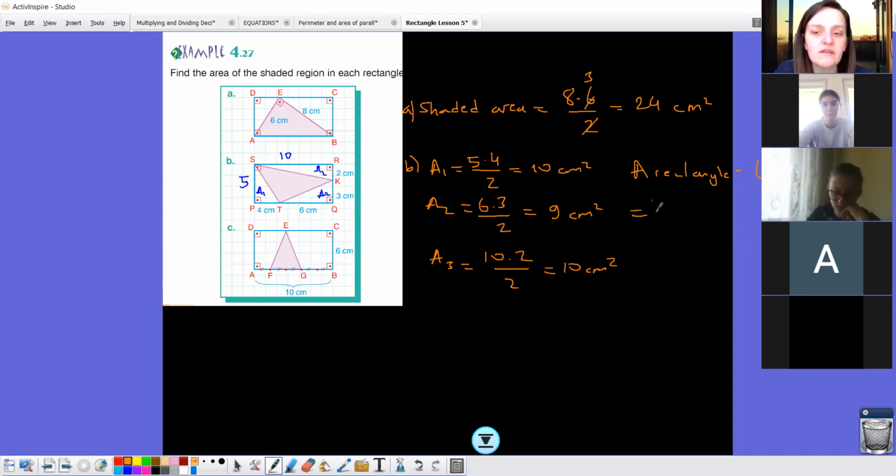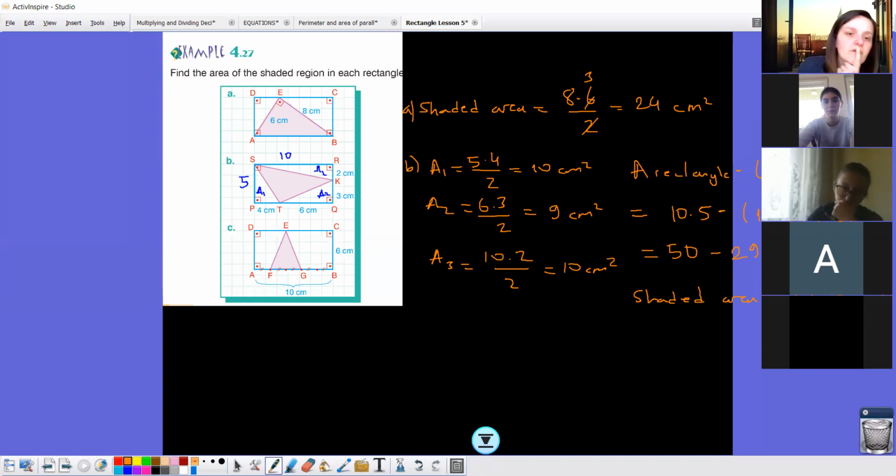So what is the area of the rectangle? 10 times 5, which is 50. 50 minus, here we have 10 plus 9 plus 10, so we have 50 minus 29. Then the shaded area will be 21 centimeters squared. Okay?